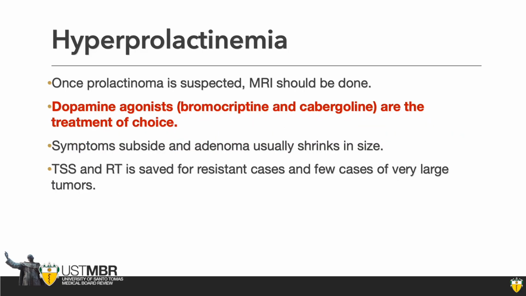So for the main treatment, exception number 3: prolactinomas respond very well to medication. Bromocriptine and cabergoline are dopamine agonists. All the other hormone-producing pituitary tumors are treated surgically, except this one because they respond very well to dopamine agonists. Surgery and radiation are reserved for rare resistant cases.